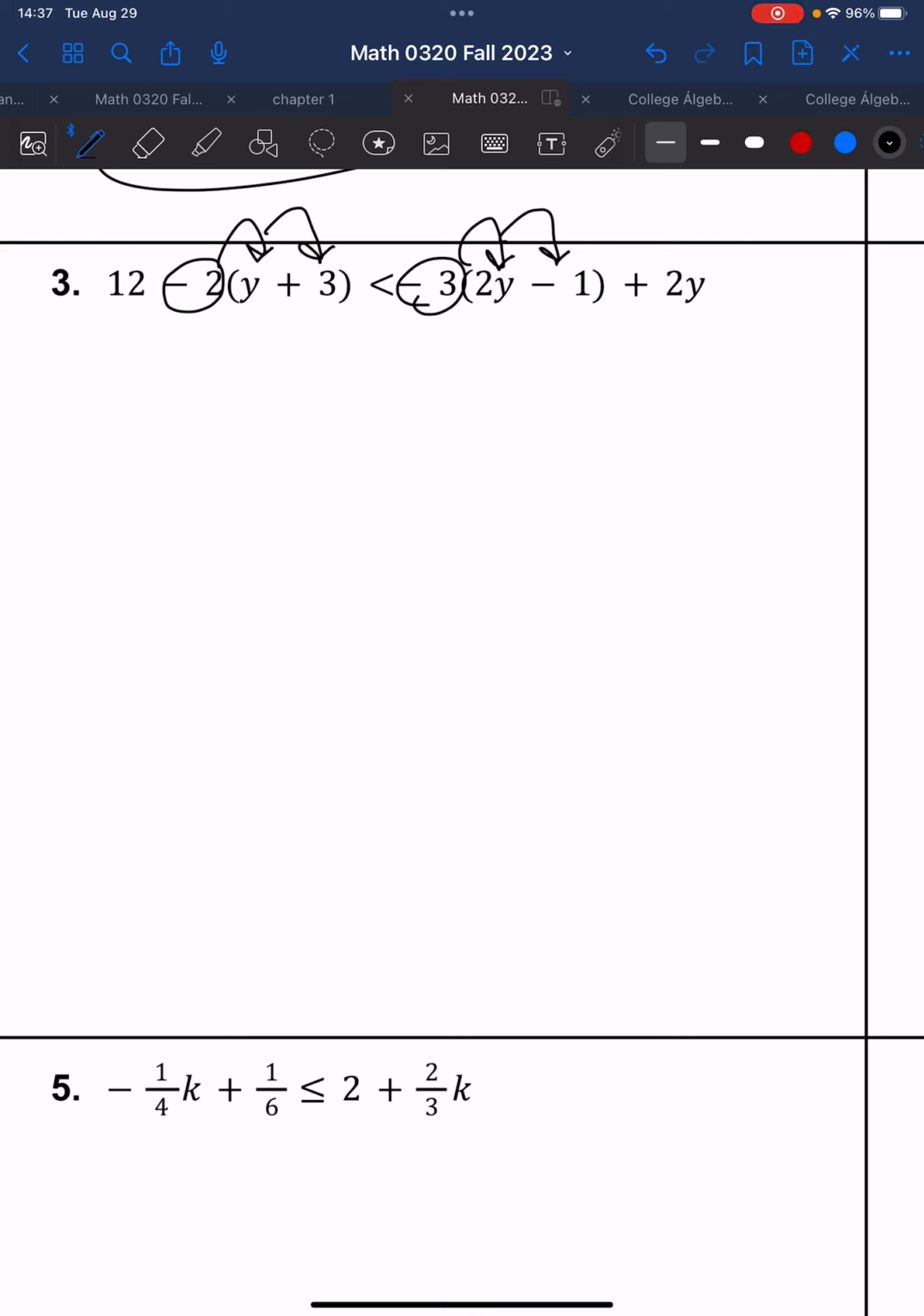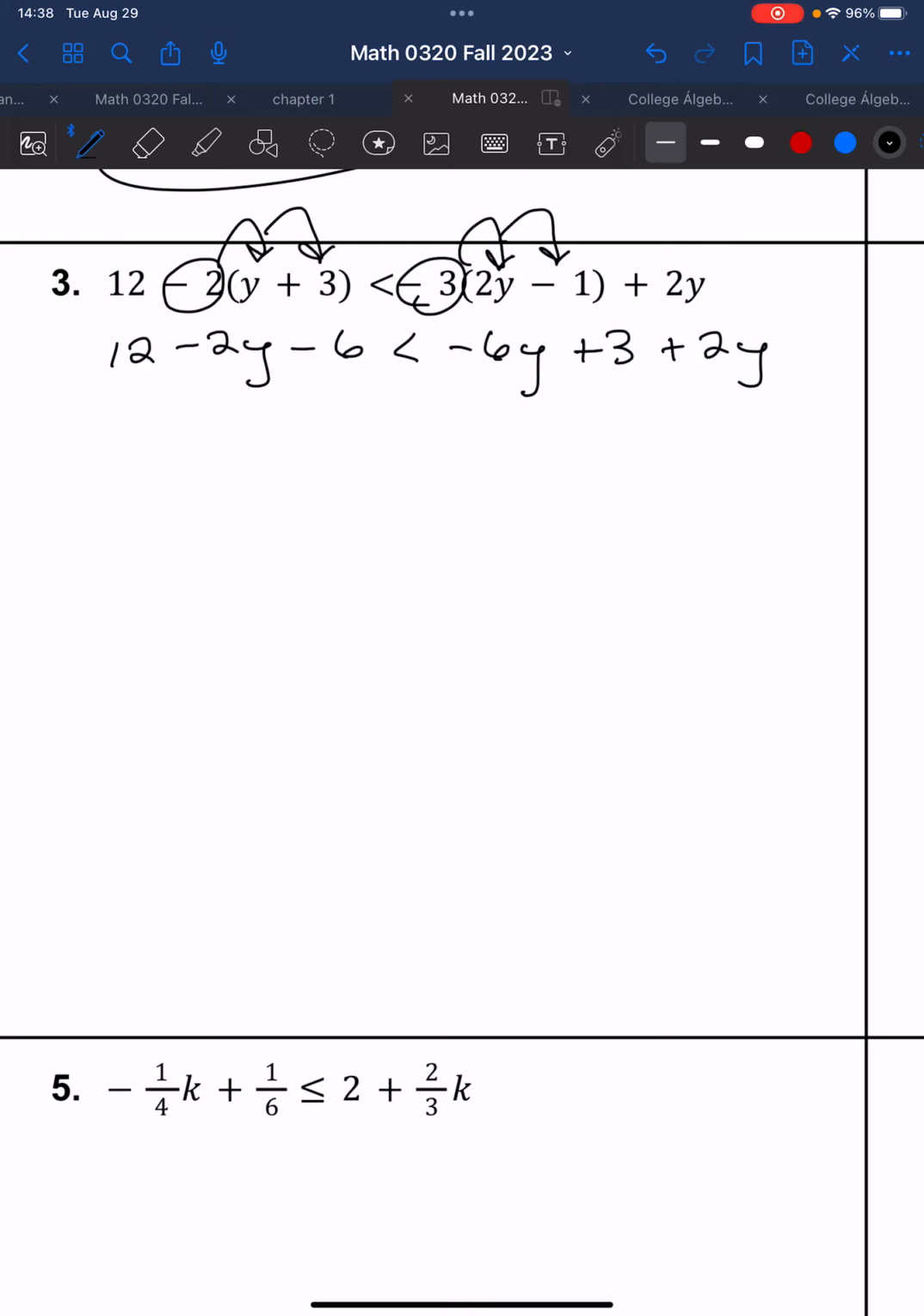So I'm going to bring down that 12. Negative 2 times y is negative 2y. Negative 2 times 3 is negative 6, less than. Negative 3 times 2y is negative 6y. Negative 3 times negative 1 is 3. Bring down that 2y. So all I did here was get rid of my parentheses by distributing that number in.